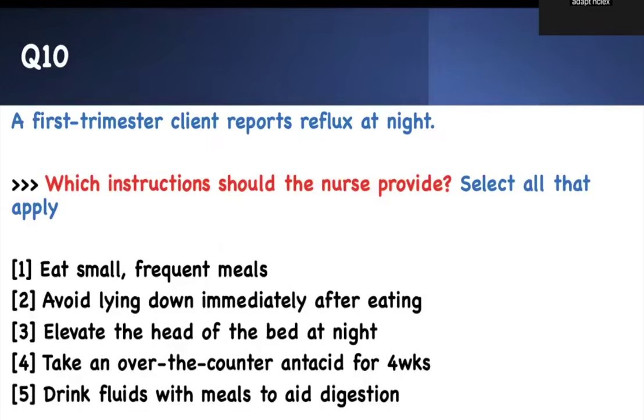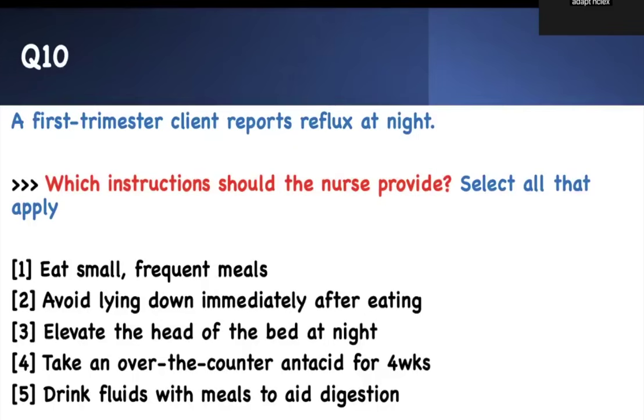The first trimester client reports what? Reflux at night. Last question. What do you think? Which instruction should the nurse provide? Select apply. Look, when you see these questions, you already know this because I can tell you, you know it. This is gastroesophageal reflux. It's the same treatment you give to somebody who is not pregnant. So don't make it like a special pregnant lady should have a special reflux management. It's the same thing. What do you know about gastroesophageal reflux?